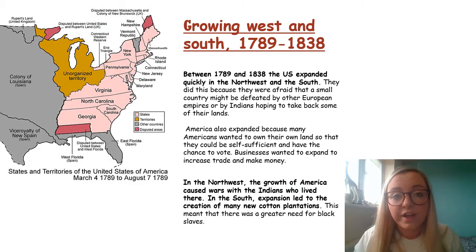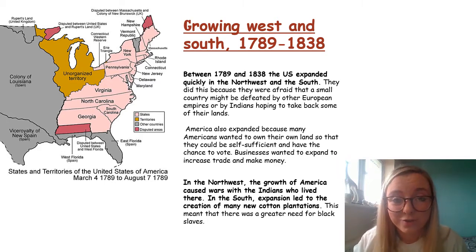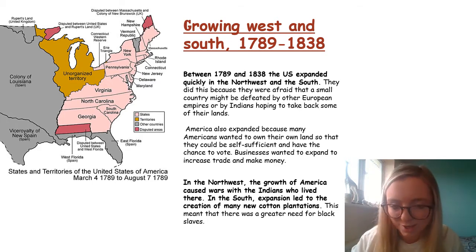So the first part of our America topic is looking at westward expansion. We're looking at the fact that America grew westwards and southwards between 1789 and 1838. And this happens mostly because the new settlers from Europe, which are mostly British at this point, are worried about the threat of other European empires. At the end of the day, they're threatened by the fact that European empires might take over the country that they have just done exactly the same to.